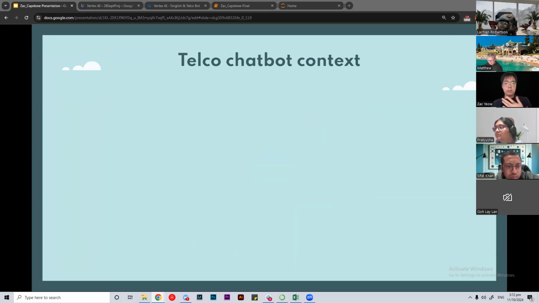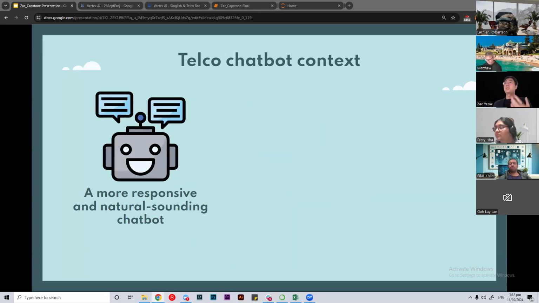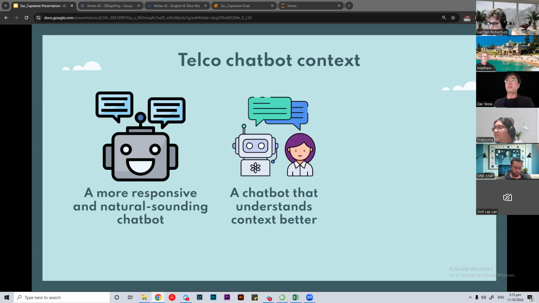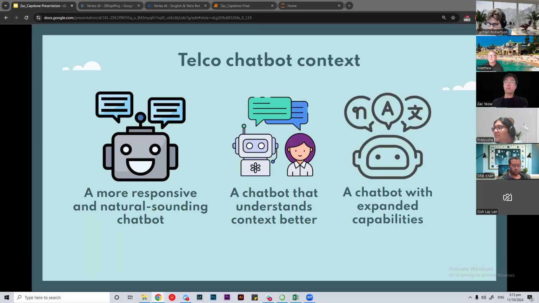In the telco chatbot context, it would enable the chatbot to understand and respond in Singlish with greater accuracy and speed. 6G could also help the chatbot understand context a little better, since it can access more data and more processing power. You could also expand the capabilities of the chatbot, not just one language but multiple languages. You could maybe use it in AR and VR, as I mentioned before as well. So all this can be integrated.